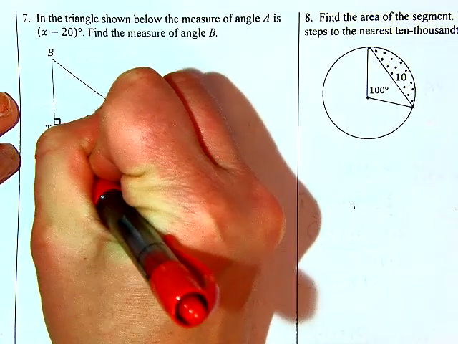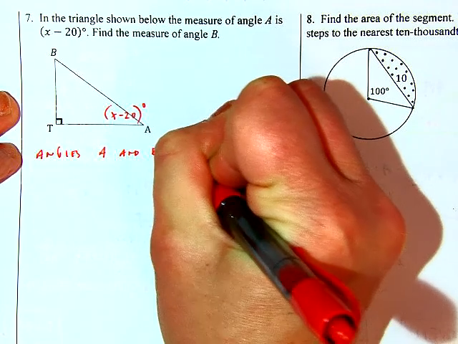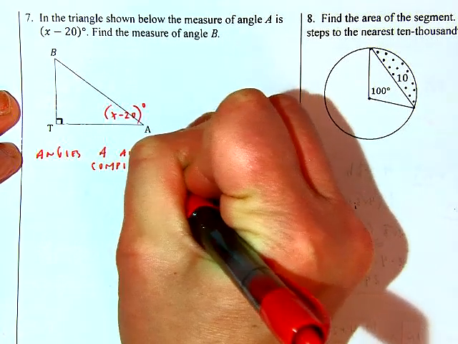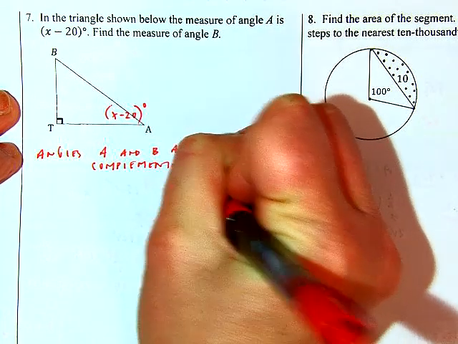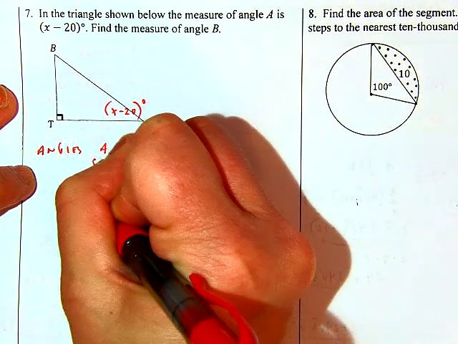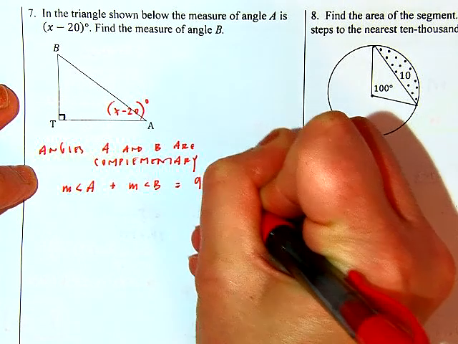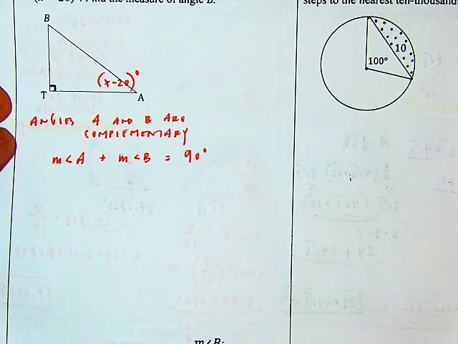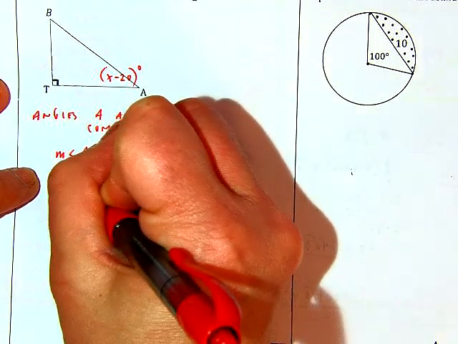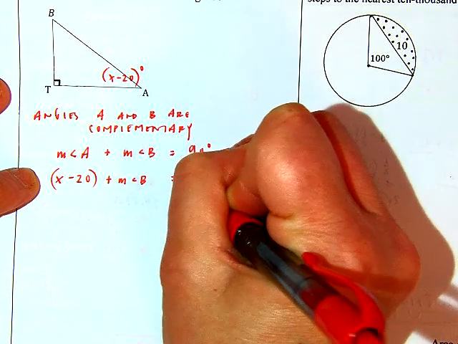So angles A and B are complementary. Right? They're going to add to 90 degrees. So if I make that a sentence, I could say, as an equation, the measure of A plus the measure of B would have to add to 90 degrees. All right, well, I know the measure of A is x minus 20, so I can swap that in: x minus 20 plus the measure of B equals 90.